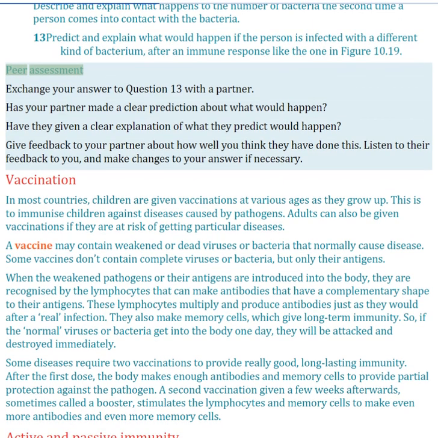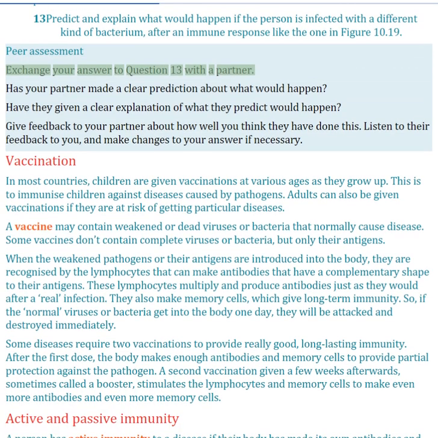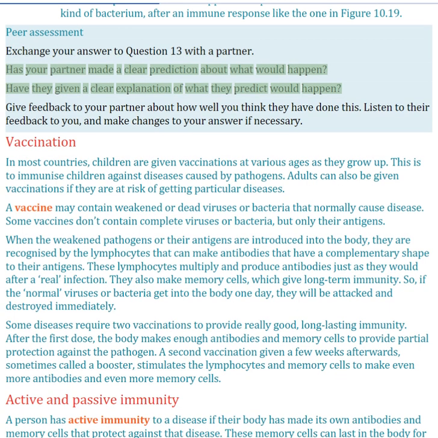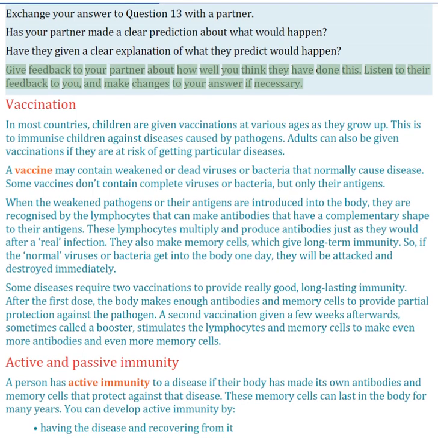Peer assessment. Exchange your answer to question 13 with a partner. Has your partner made a clear prediction about what would happen? Have they given a clear explanation of what they predict would happen? Give feedback to your partner about how well you think they have done this. Listen to their feedback to you, and make changes to your answer if necessary.